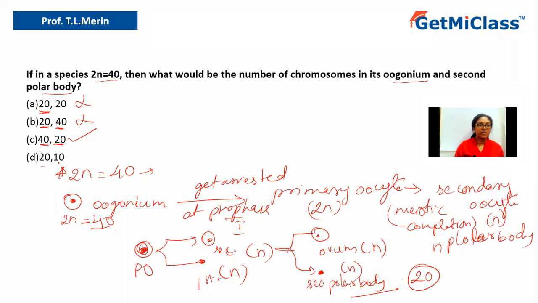Option D is 20, 10, which is ruled out because in both cases, the number is half of what it is supposed to be. Hence, the correct option is option C. So, let us conclude the answer. That is option C. I hope you understood the explanation.